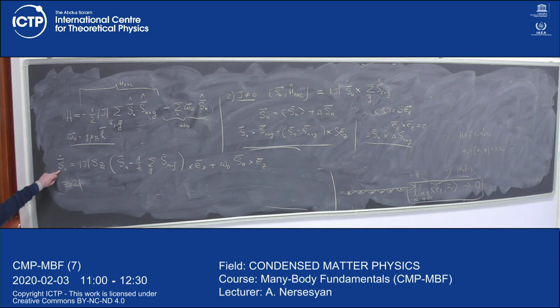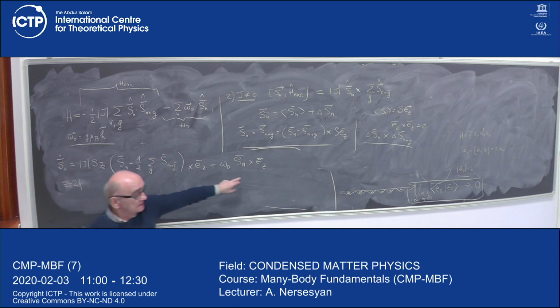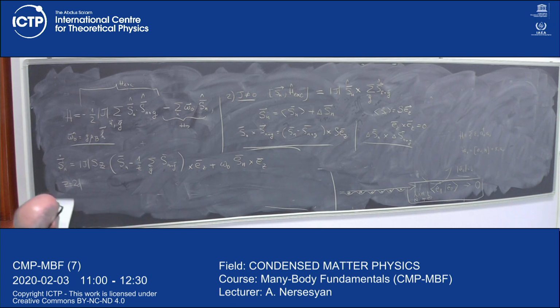The Z component is not time dependent, right? It vanishes because of the vector product. Only transverse components remain, right? So I can therefore rewrite everything that is written here in terms of transverse components.